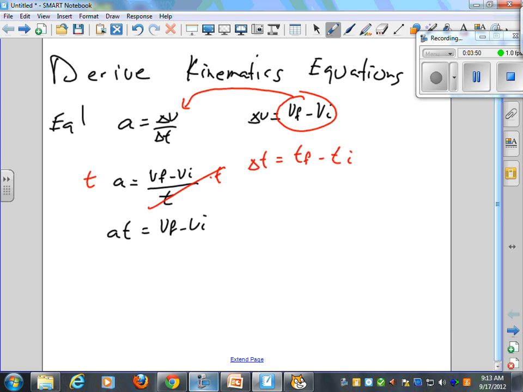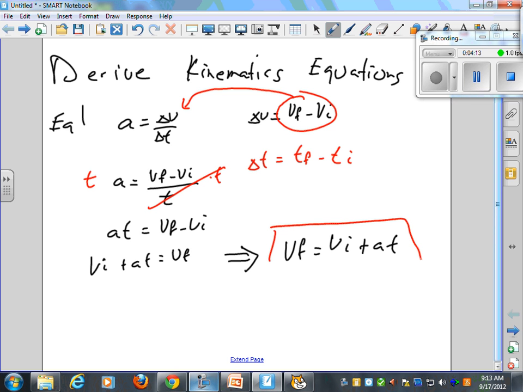Yeah, everybody knows that? Good, they're comfortable with that? And now what I'm going to do is take the Vi to the other side, and I'm going to have plus Vi plus AT is equal to Vf, which we usually write as final velocity is the initial velocity plus the acceleration multiplied by the time. Vf equals Vi plus AT. And that, my friends, is known as kinematics equation number 1.